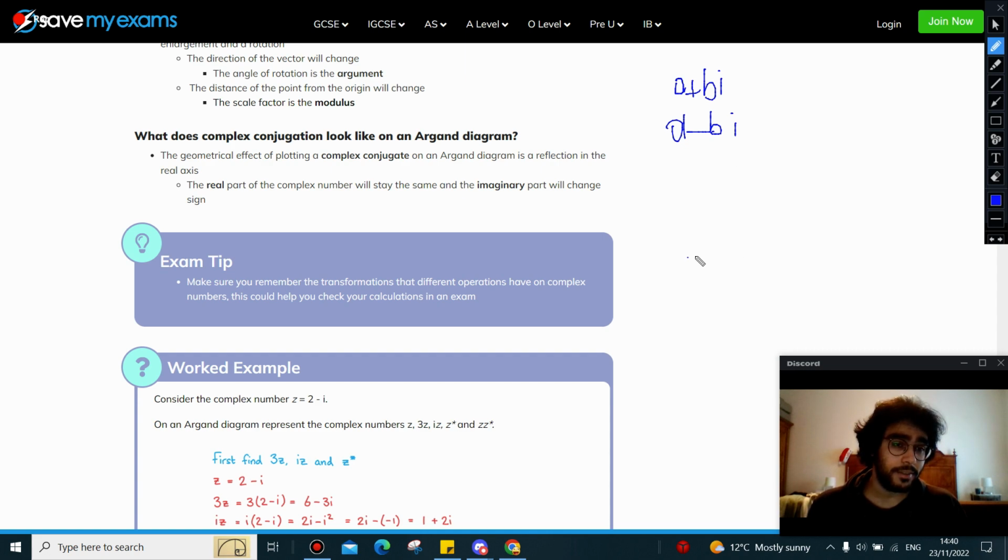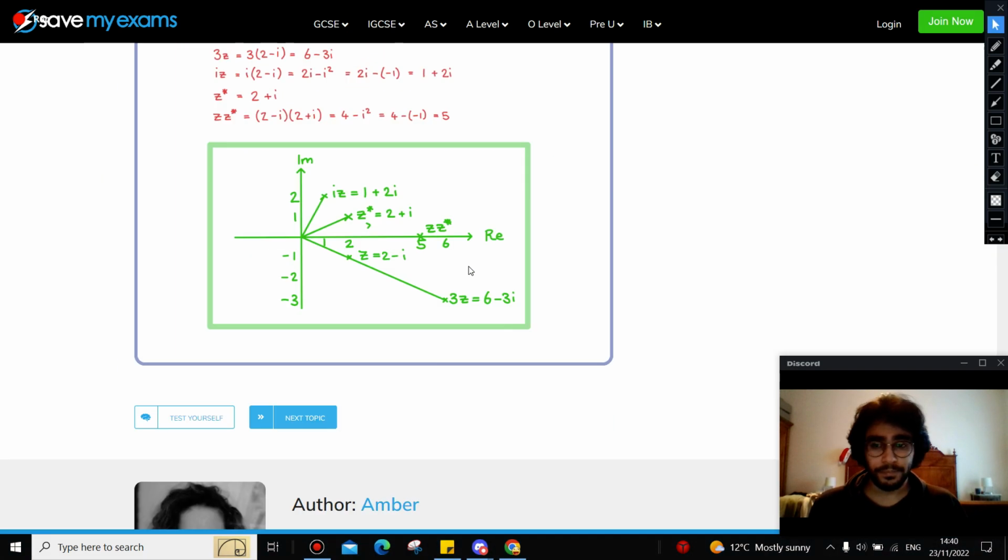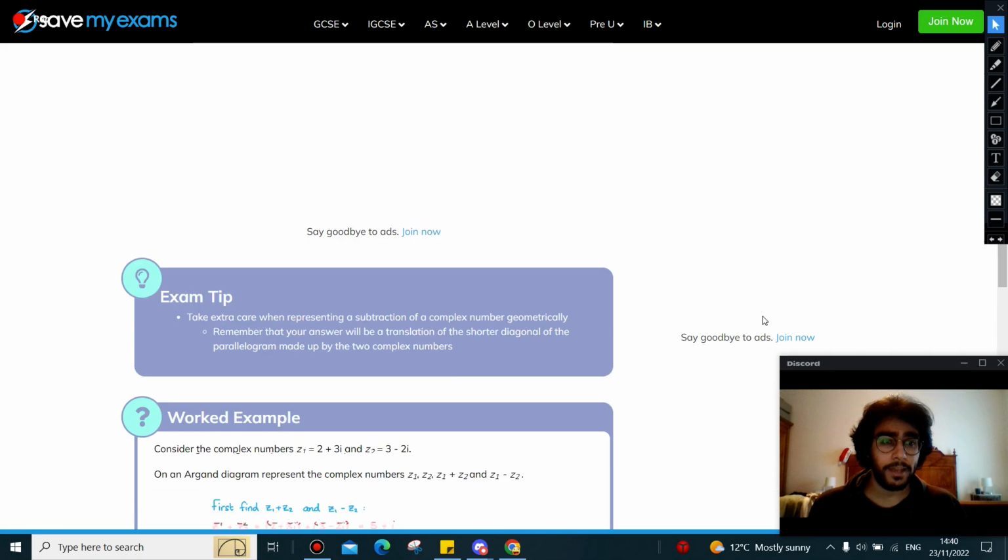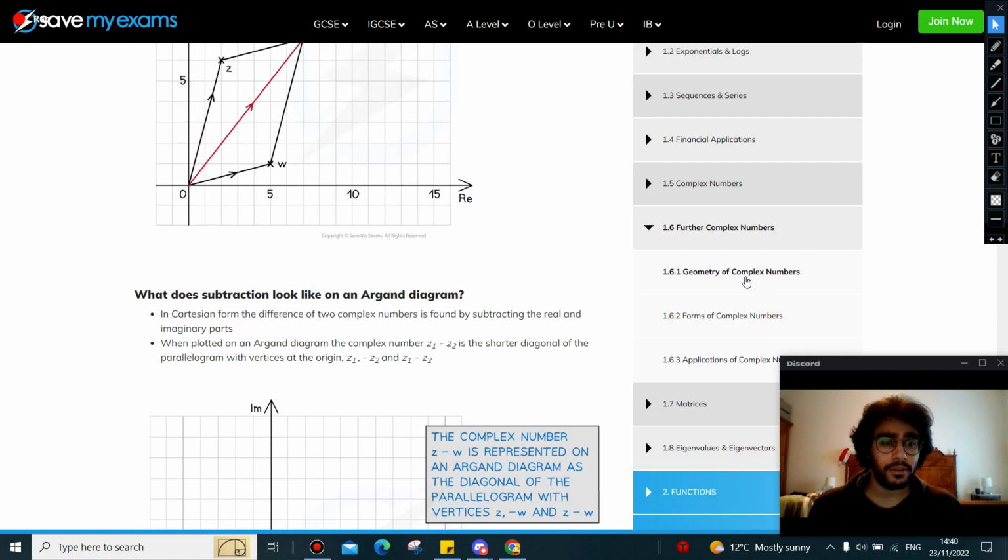Why in the real axis? Because a plus bi, let's say, is here. Then the conjugate would be the same a, but the negative of the b, which is here. So as you can see, it's just a reflection in the real axis. Okay, simple. That will bring us to the end of the first part of the second part.